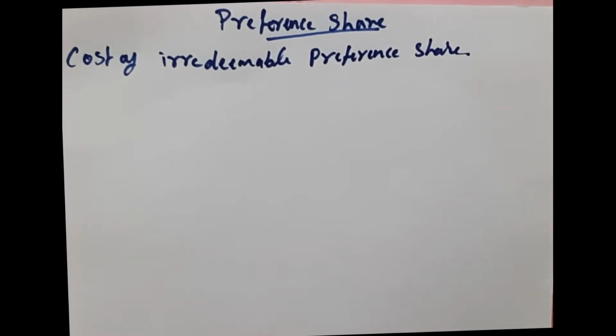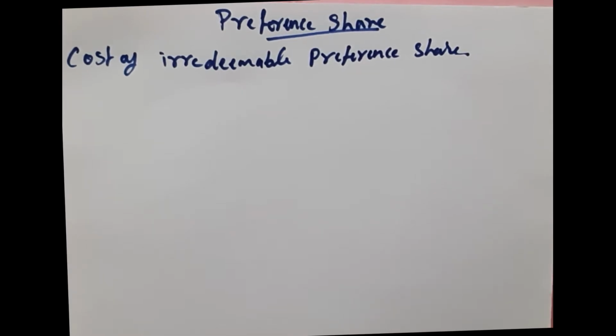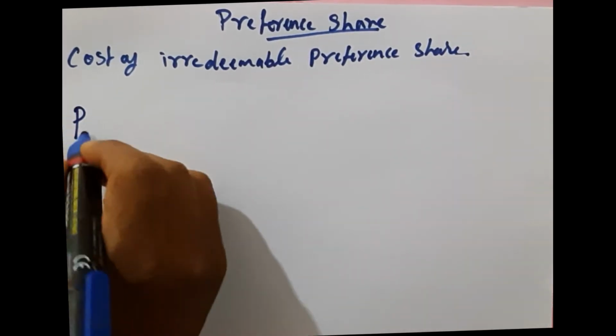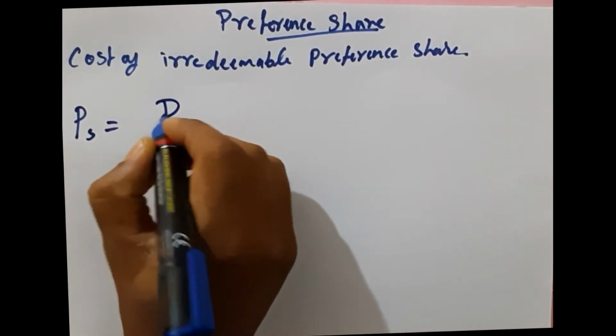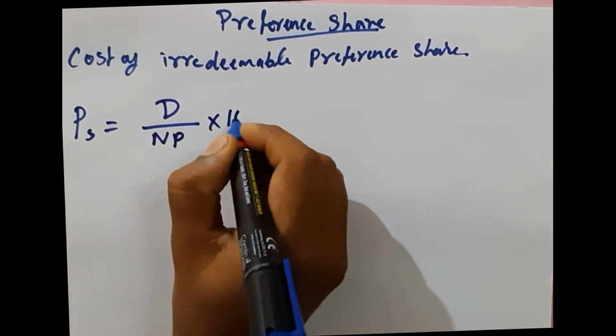So the next instrument we are taking up is called preference share. First we have seen debentures, now we are going into preference shares. Preference share has also been divided into two aspects: redeemable and irredeemable preference shares. So the formula is: cost of preference share is equal to dividend divided by NP into 100.